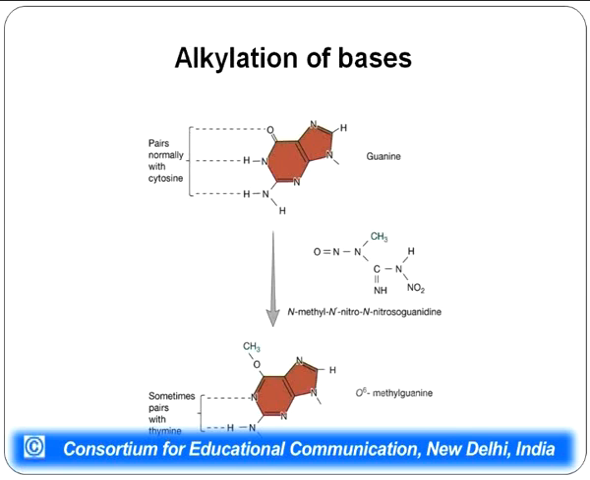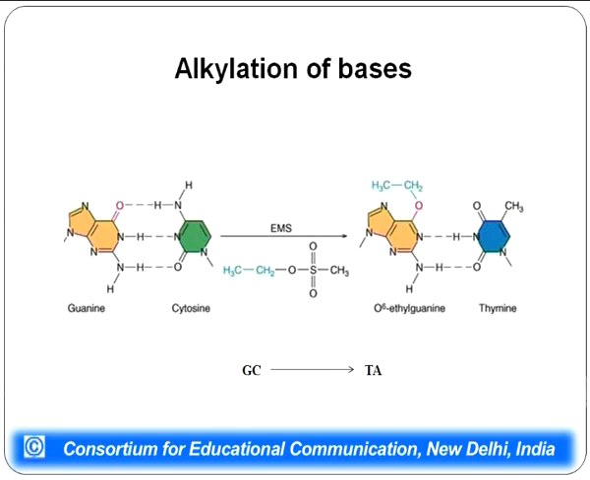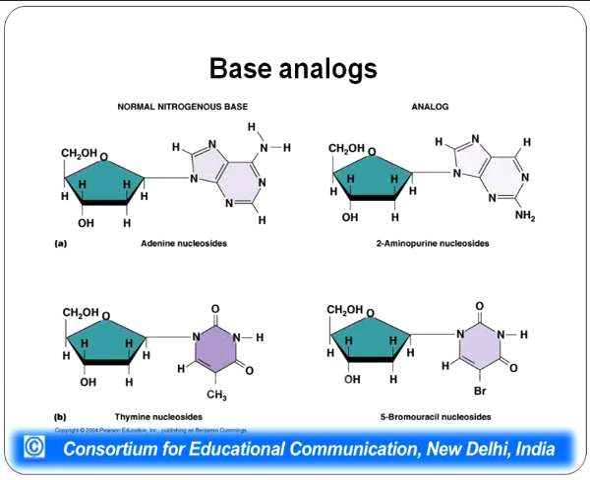Also, alkylation could lead to addition of ethyl group or methyl group, which again have pairing capability different than the original bases. Like in this particular example, it is seen that addition of an alkyl group changes the pairing of guanine, which normally pairs with cytosine, and now it is pairing with thymine. So, this is one of the methods by which bases get modified.